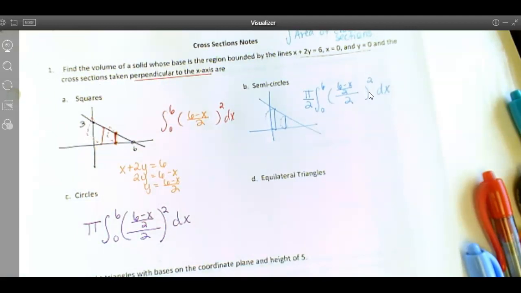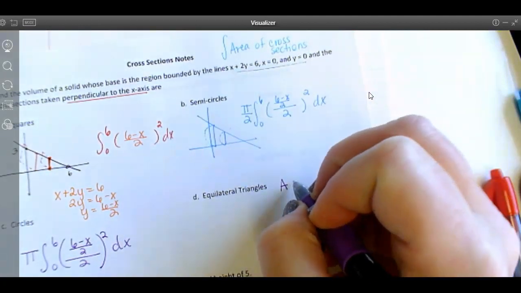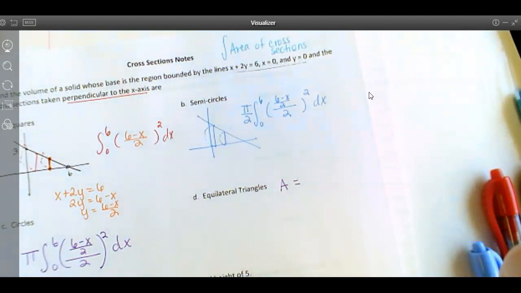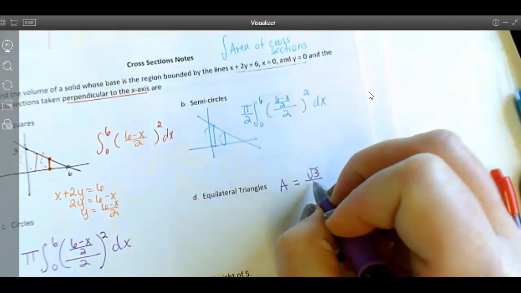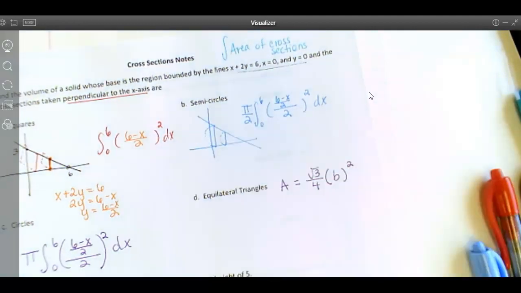Alright, equilateral triangles. That one is a little bit tricky. And I can show you where the formula comes from if you're interested. It has to do with 30, 60, 90 triangles. But what we can figure out about equilateral triangles is that the area of an equilateral triangle is square root of 3 over 4 times one of the sides squared. I'm calling it the base. You can call it the side, whatever you want to do.